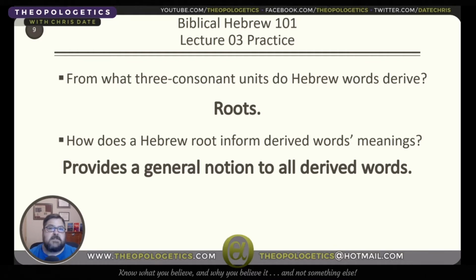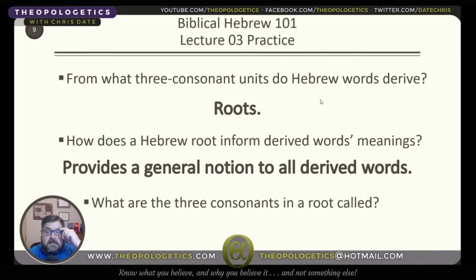So it's made more specific in the case of melech to become one who rules, a male specifically who rules, and it's made more specific in mamlacha by referring to the scope of such a ruler's rule. What are the 3 consonants in such a root called? And here the answer is radicals. So when you hear radical in the context of Hebrew, you're not talking about, whoa, that's awesome, totally radical. You're talking about the consonants that make up the root from which Hebrew words derive.